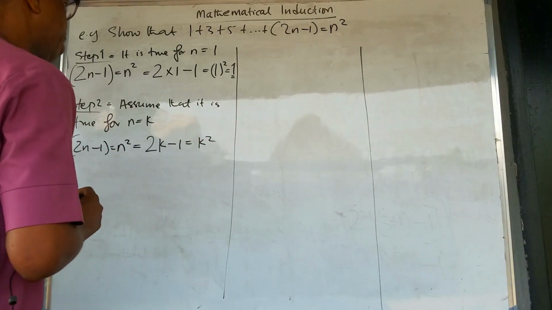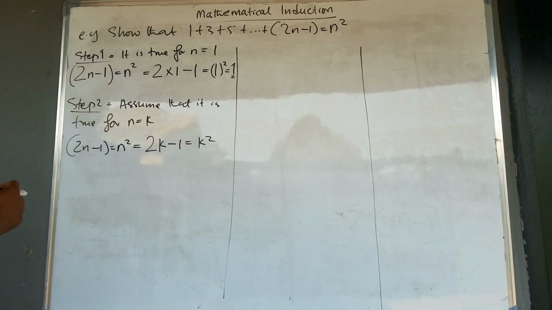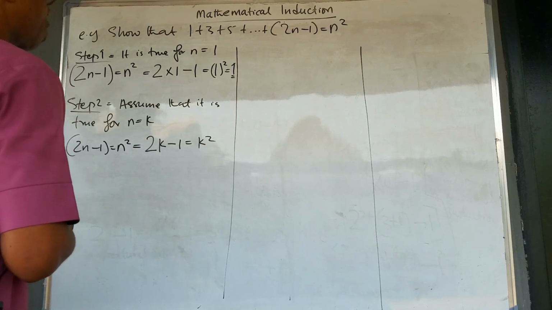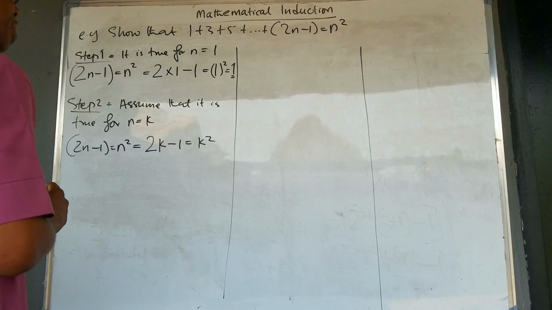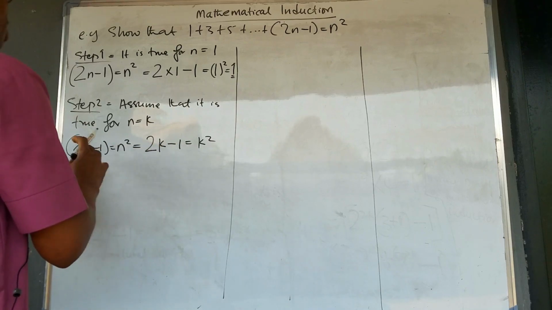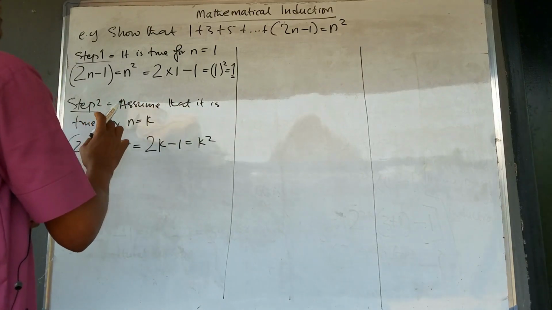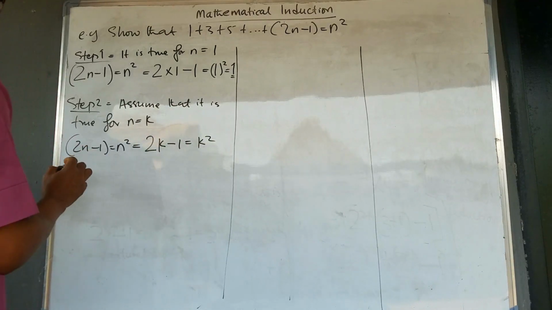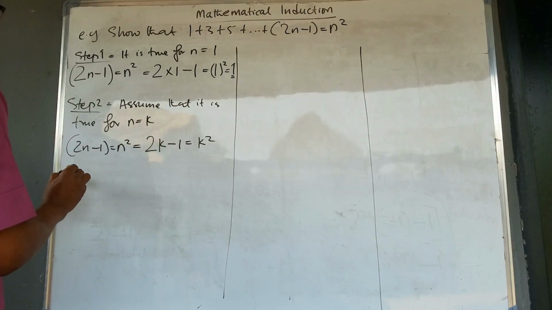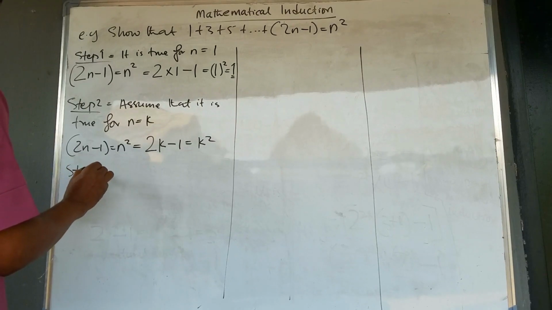K squared. 2k minus 1 is equal to k squared. Okay? So with this information, this is an assumption. I assume that it is true for n equals k. So this one is assumed to be true. So I will now step over to step 3.